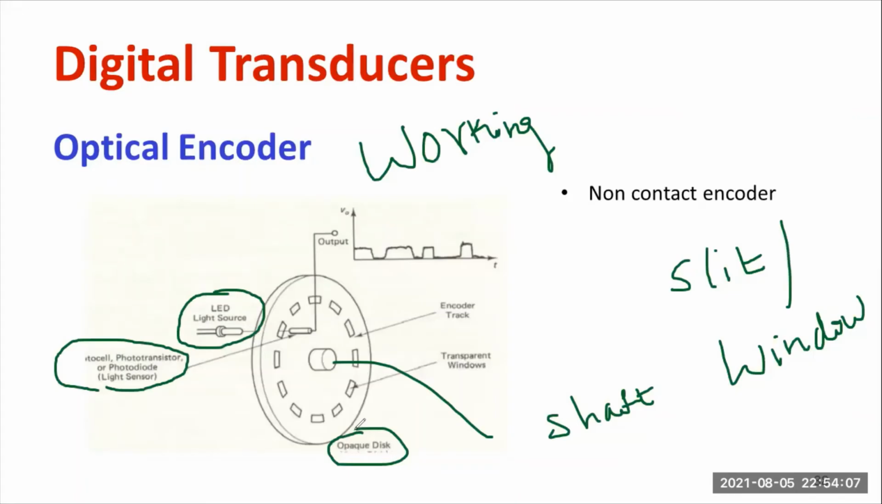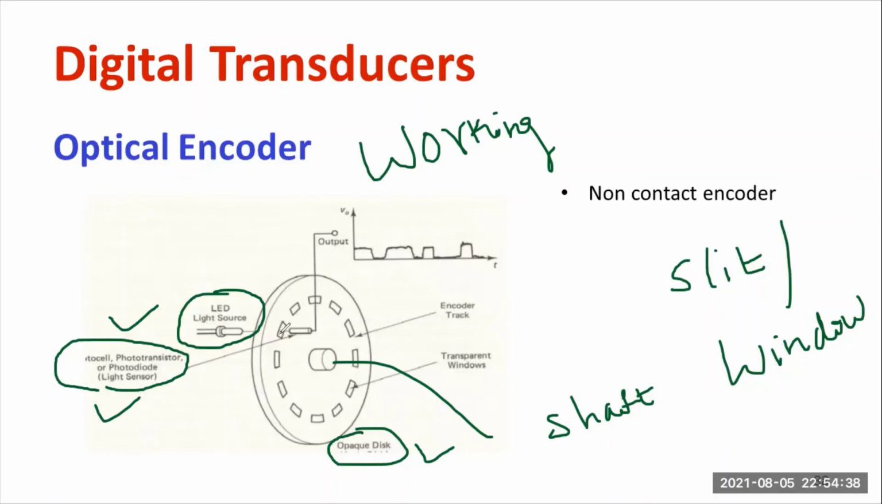First of all, the mechanical body has to be connected to the shaft. As the mechanical body moves, the shaft is operated. As the shaft is operated, what is going to happen? The disc also starts moving. You know that a continuous light source will be falling over the particular disc. Here we are using a phototransistor or photodiode or any type of light sensor. With respect to the activation of the LED, the sensor is activated.